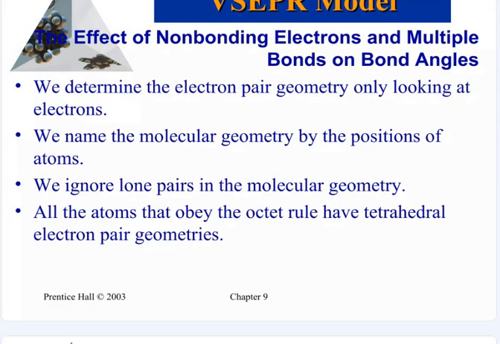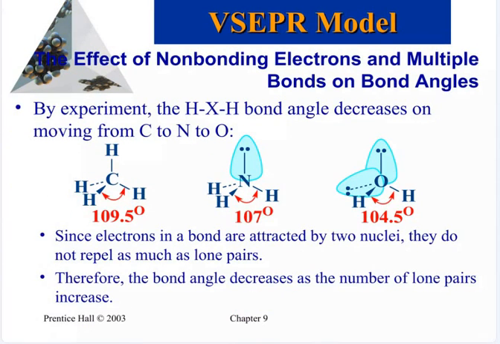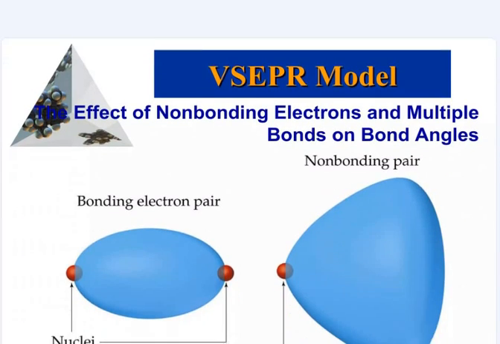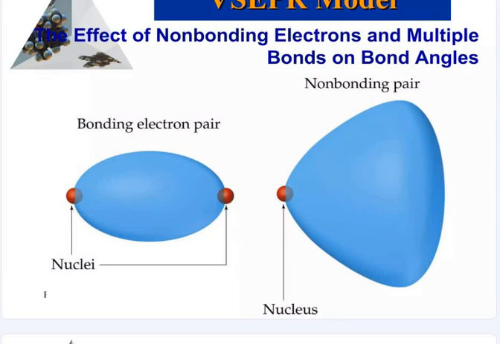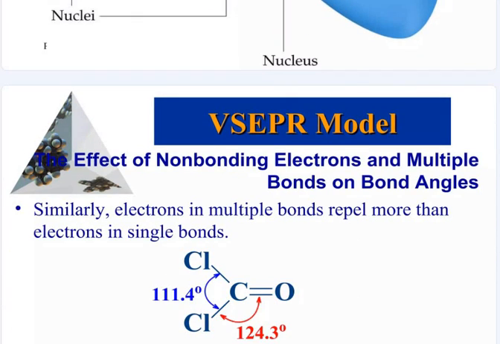So we determine the electron pair geometry only by looking at the electrons. We name the molecular geometry by the position of the atoms. Remember. Now you can see the shapes of ammonia and water and their angles: 104, 107, 109. So you can see the bonding electron pair and nucleus, and non-bonding pairs.